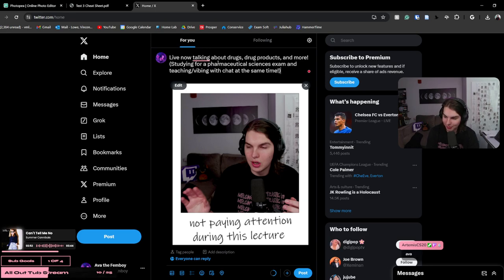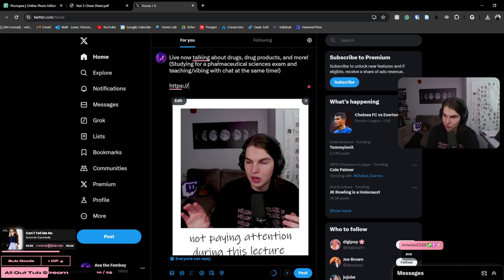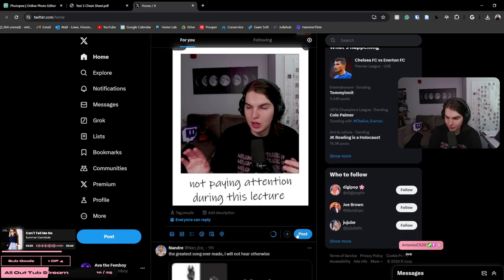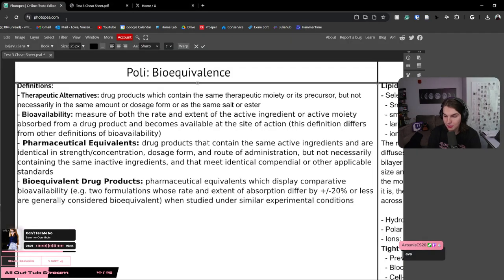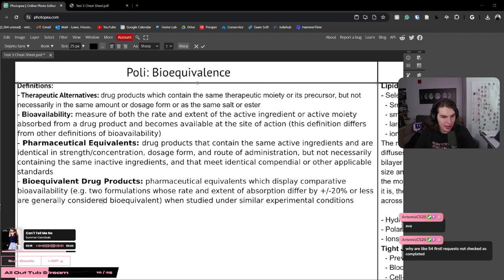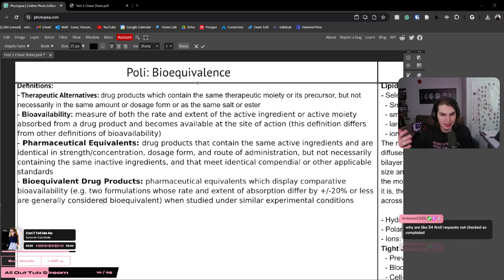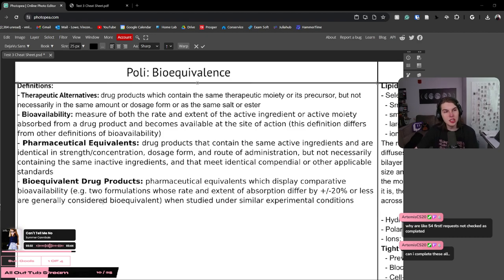Ava, Artemis, what's up? Yeah, what's up? Why are like 54 first requests not checked as completed? Because it doesn't automatically check. It prints, so when it prints, it doesn't automatically check. It's the same reason other requests won't show as completed, because they're done. You can complete all of them, yeah. There's none that we had to complete. It's just essentially Twitch doing the normal queue thing, but because it's done through StreamerBot, it doesn't show that it gets completed.